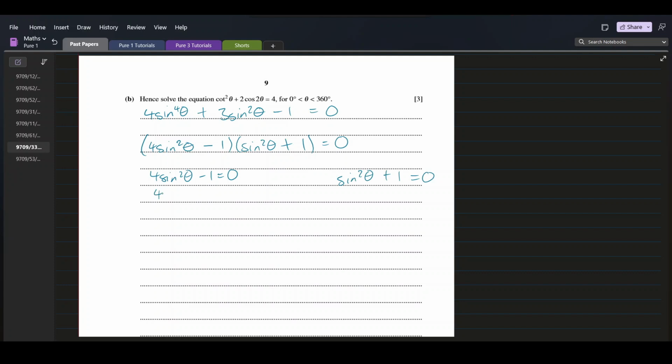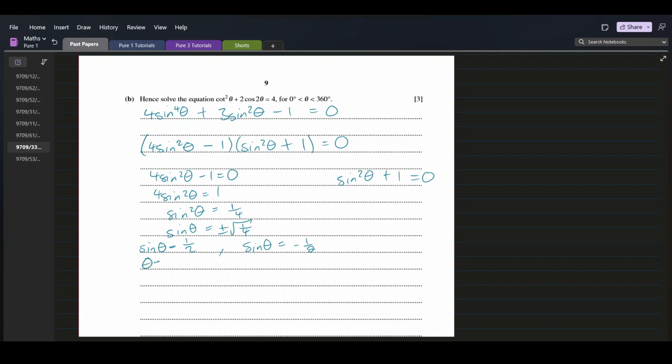Let's start with the first equation. That's 4 sine squared theta is equal to 1. So sine squared theta is equal to 1 over 4. Take the square root of both sides. Sine theta is equal to plus or minus the square root of 1 over 4. So sine theta is equal to the square root of 1 over 4, which is 1 over 2. So sine theta is equal to half, and sine theta is equal to negative 1 over 2.